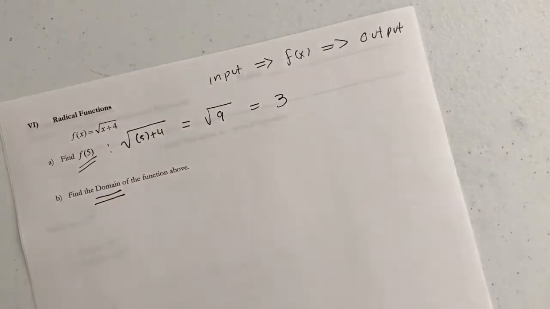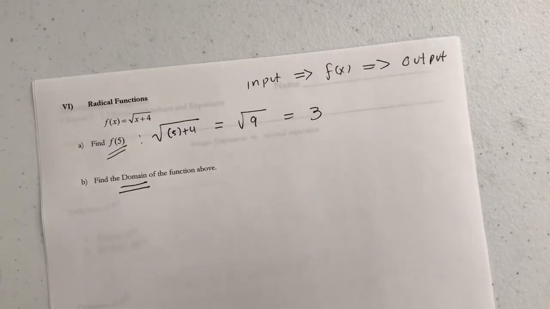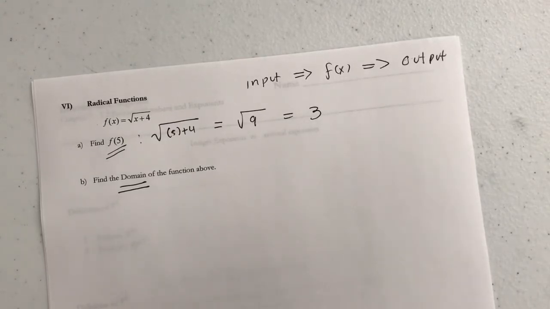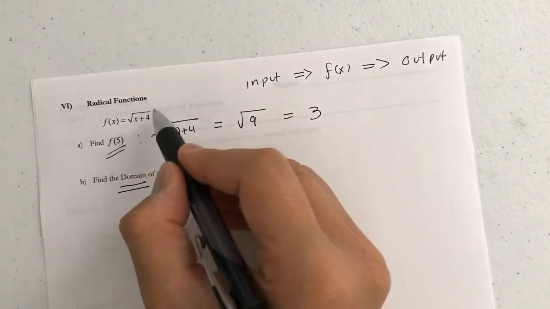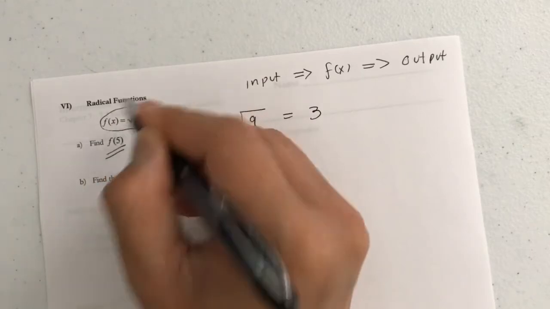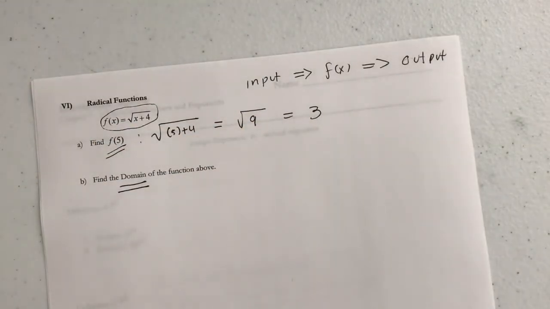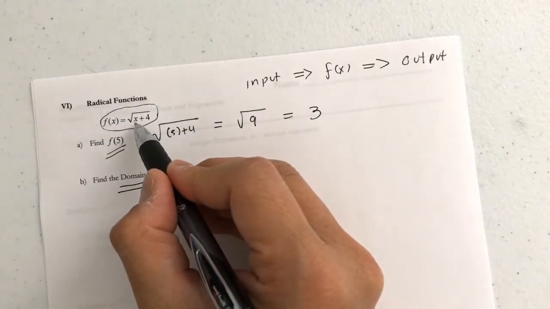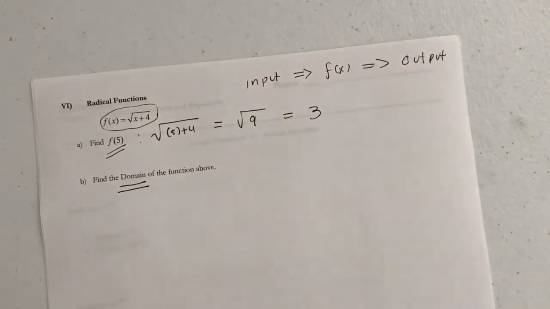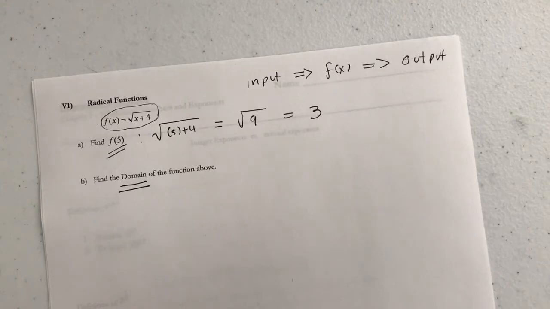Now, this might be the first time we talk about domain. Domain consists of x values that are acceptable for the function, and what I mean by acceptable is that you can actually plug them into the function. So the easiest way to find the domain is to find the numbers that you really can't plug into the function.